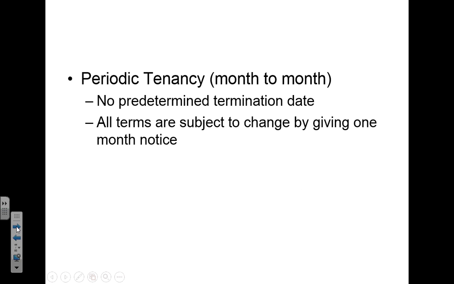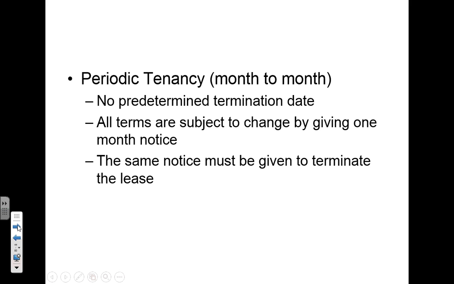All terms are subject to change with 1 month's notice. Now, I'll explain this here in a little bit. But all terms on the lease are subject to change, including are they going to rent to you? Anything on that lease is only good for a month. Okay, you remember we said it was $1,200 or $1,000 a month. You knew that in May you're paying $1,000, in September you're going to pay $1,000, in December you're going to pay $1,000. Not on a periodic tenancy. Okay, those numbers could change.